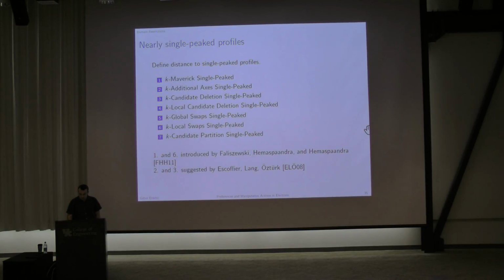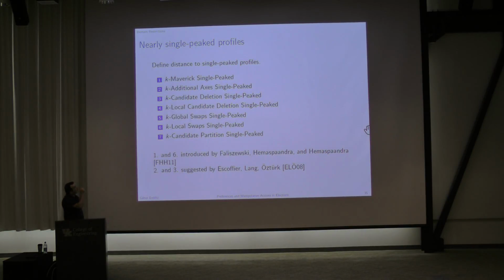So, in our previous paper, together with our partner Martin Lackner, we have identified seven such nearly single peak notions. Notions 1 and 6 were introduced by Faliszewski, Hemaspaandra, and Hemaspaandra. Notions 2 and 3 were suggested by Erdélyi and Lackner, but they didn't work with them. And the other three are due to us. Let me explain how this works.